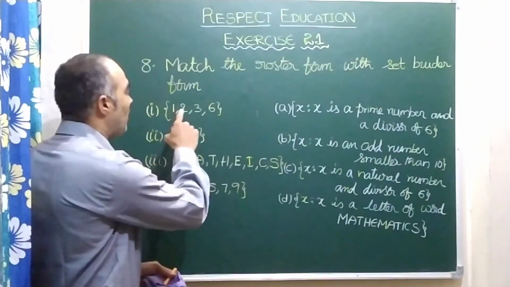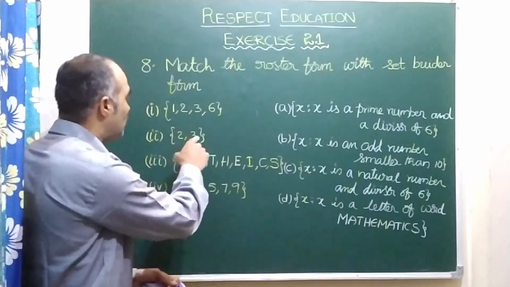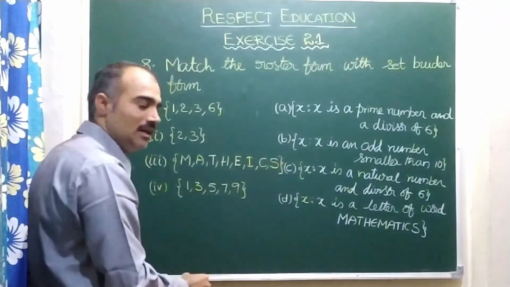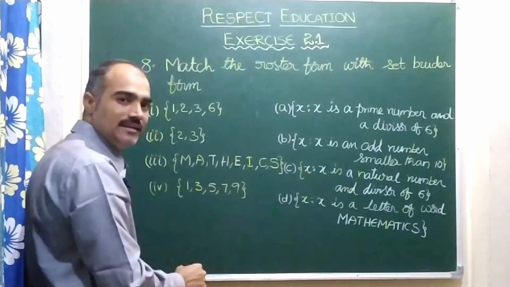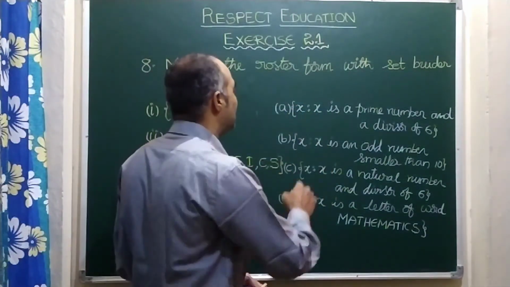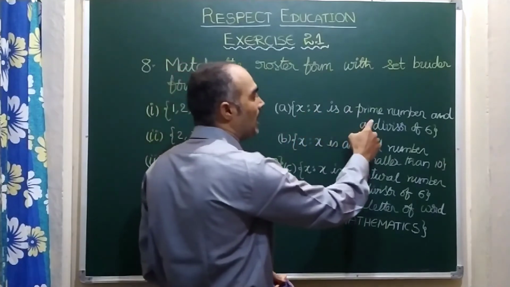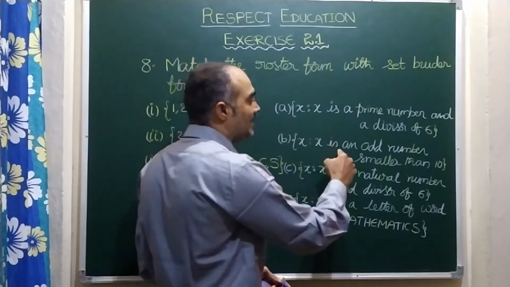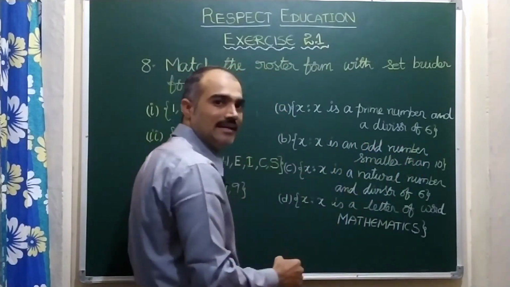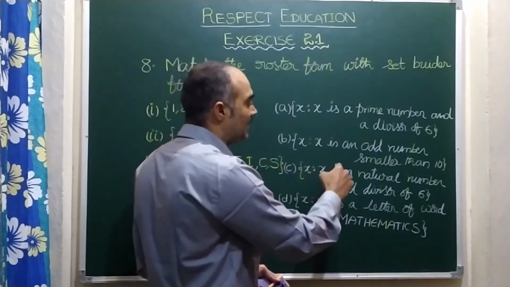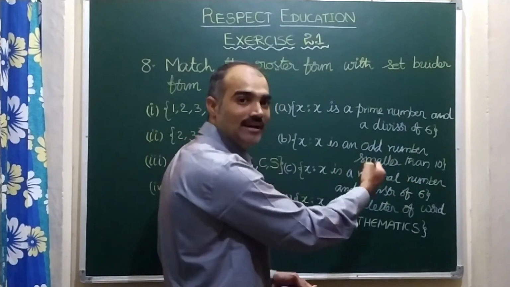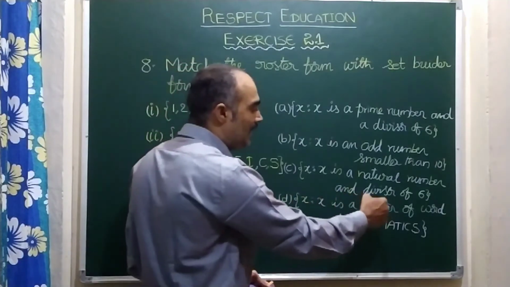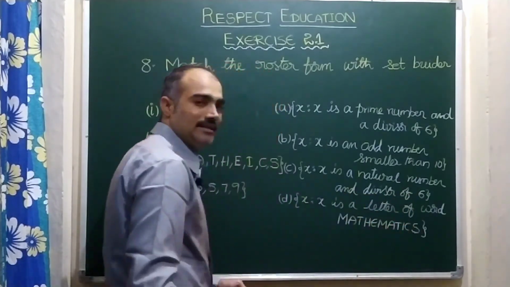See here roster forms: first, 1, 2, 3, 6. Second one 2, 3. Third one M, A, T, H, E, I, C, S. Fourth one 1, 3, 5, 7, 9. Let us see their corresponding options. First one: x such that x is a prime number and a divisor of 6. Second one: x such that x is an odd number smaller than 10. Third one: x such that x is a natural number and a divisor of 6. Fourth one: x such that x is a letter of the word MATHEMATICS.